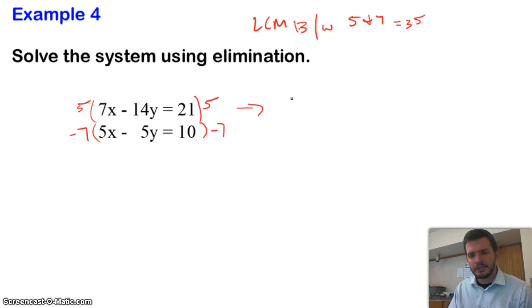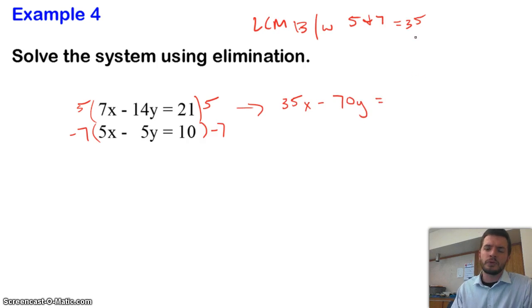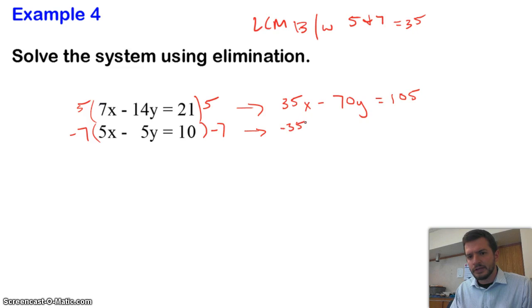So let's keep going. 5 times 7x is 35x. And then 5 times negative 14 is negative 70y. And then 21 times 5 is 105. Next one. Negative 7 times 5x is negative 35x. Negative 7 times negative 5y is positive 35y. Equals 10 times negative 7 is negative 70. So we're good to go now.